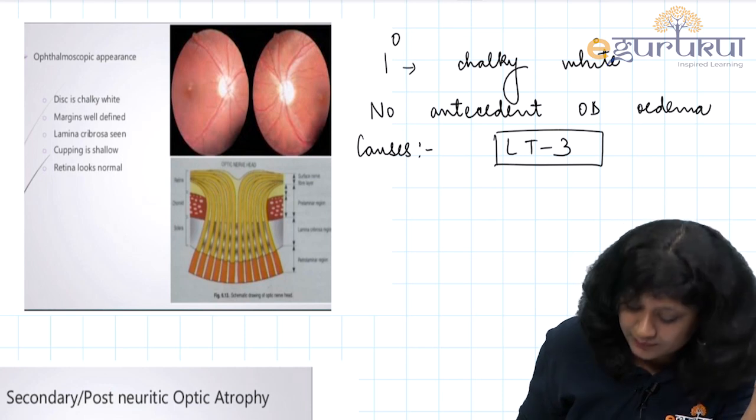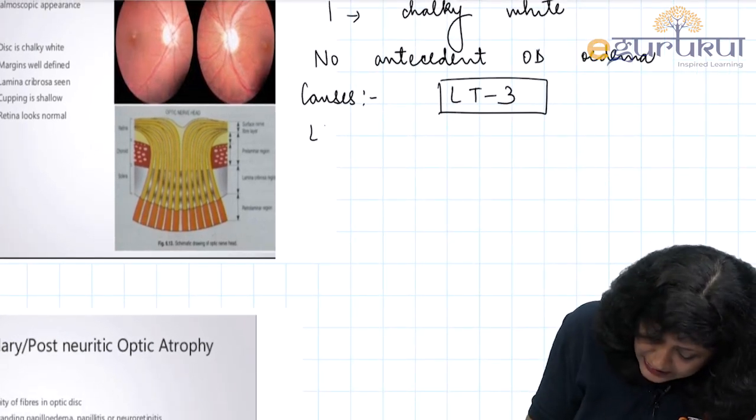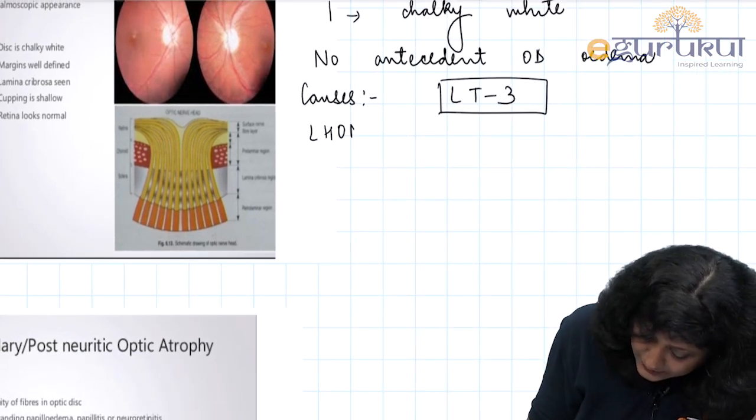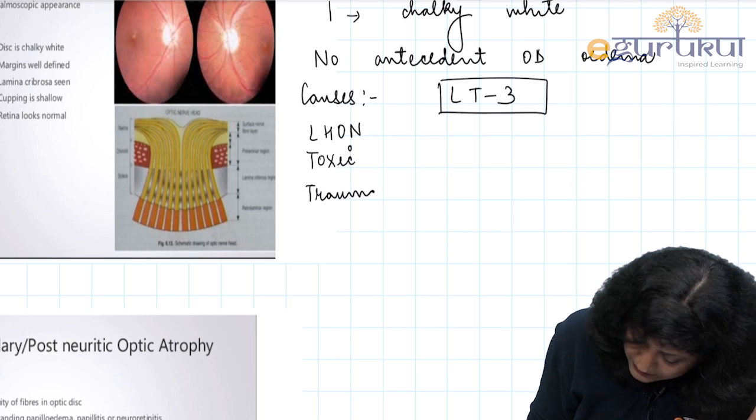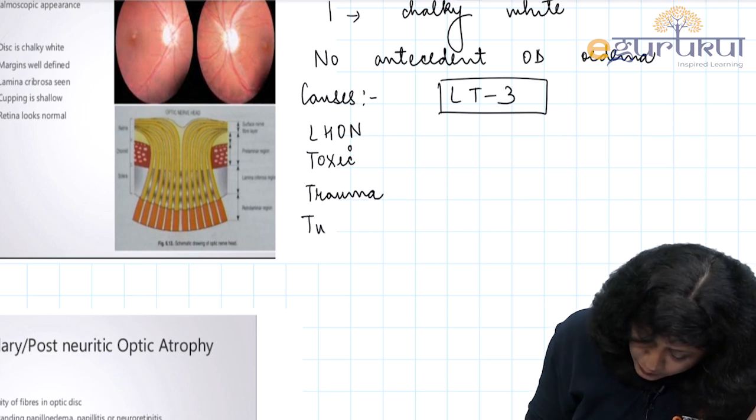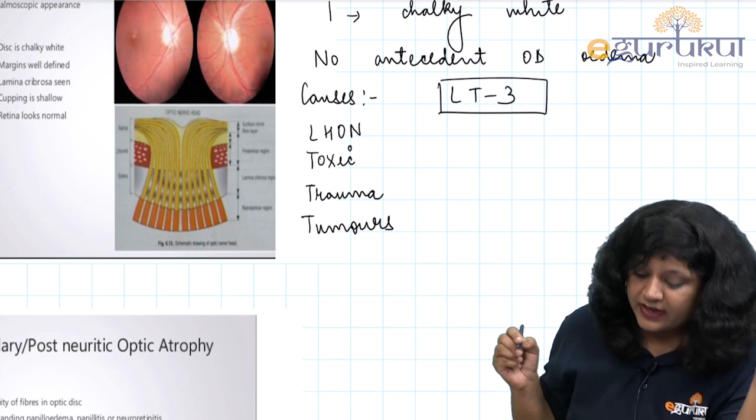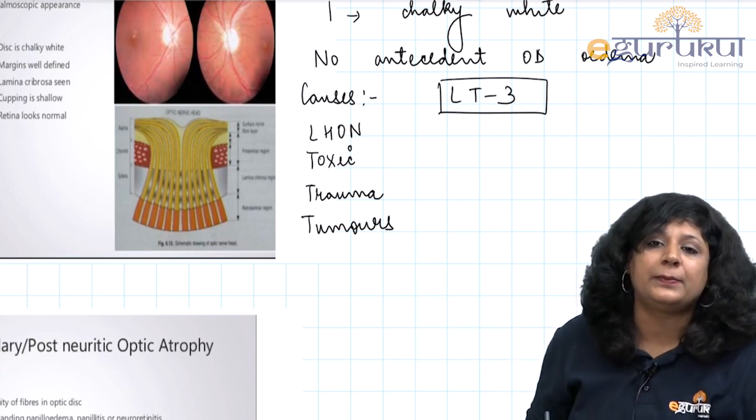Now if you have to remember the causes, remember the LT3, so LT3 we have to remember. L is your Leber's hereditary optic neuropathy. T for toxic, then T for trauma, and then also T for tumors. So all these are responsible for the primary optic atrophy.